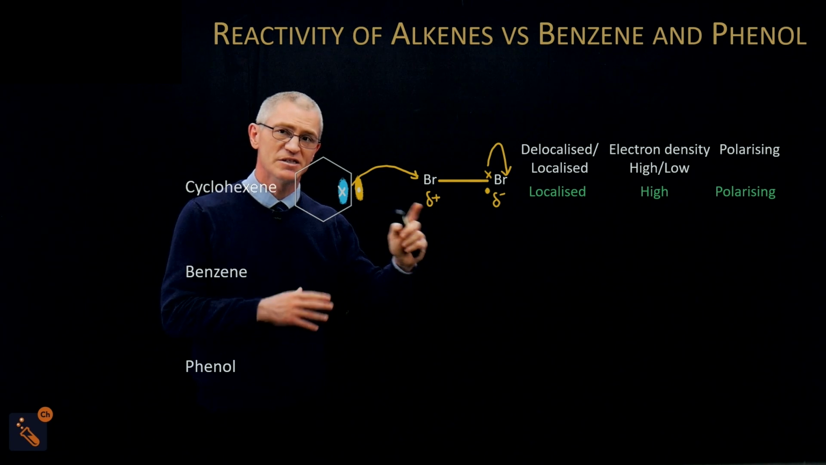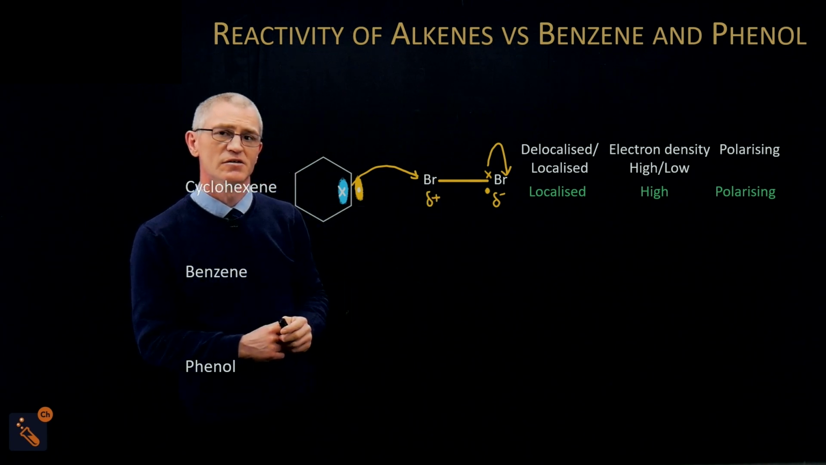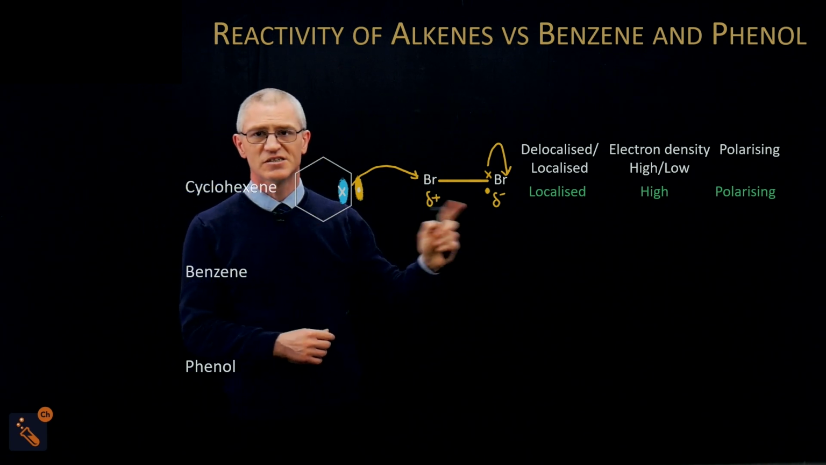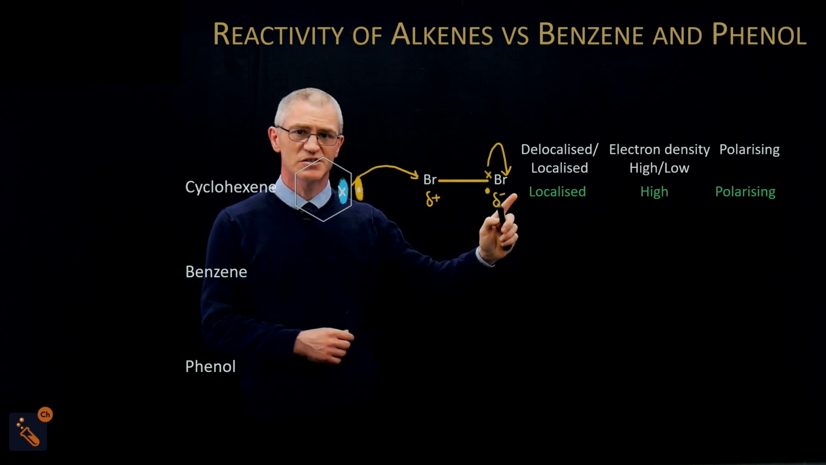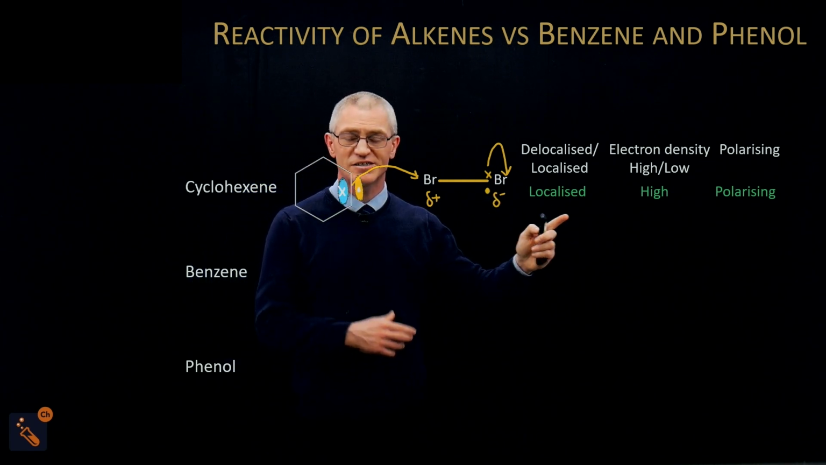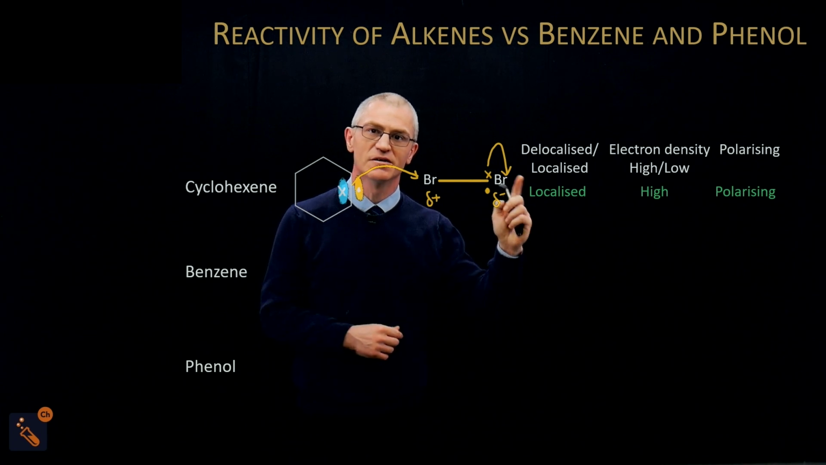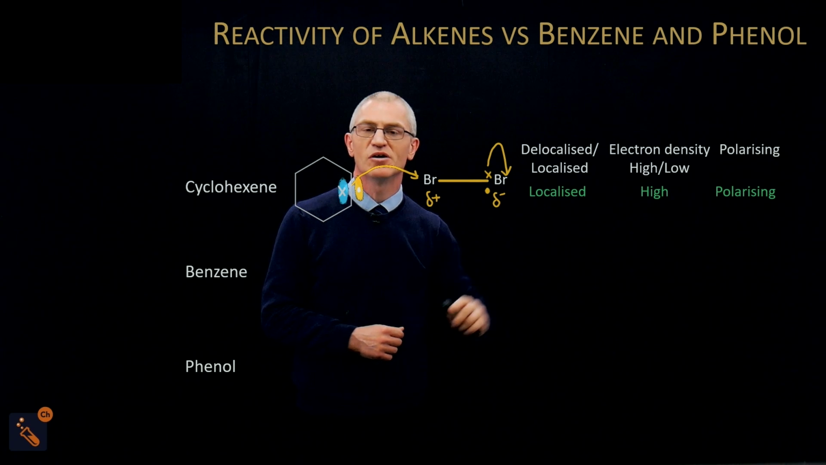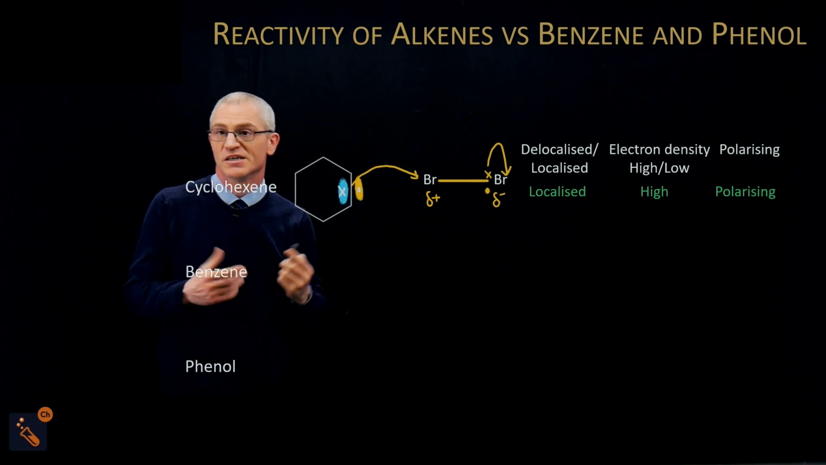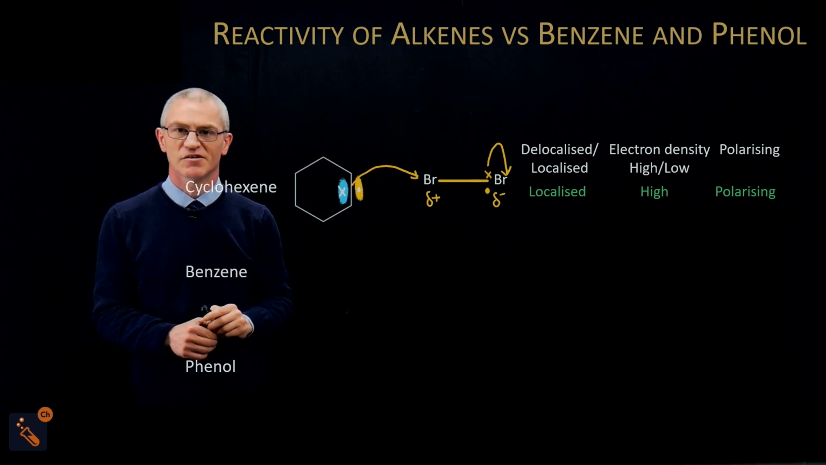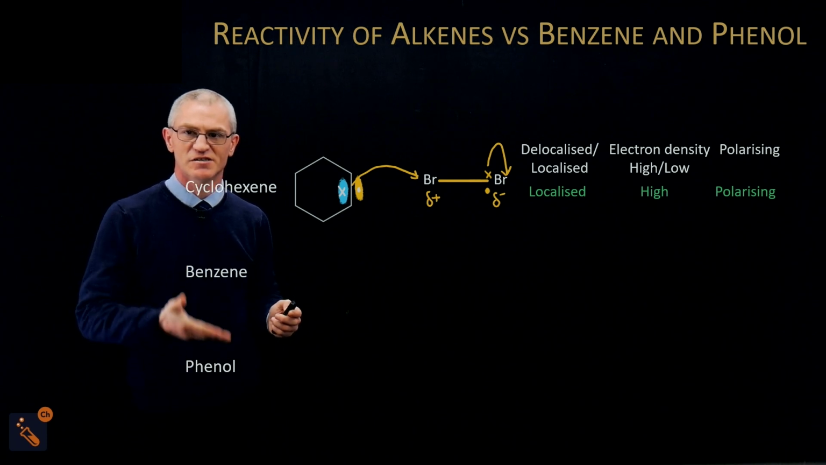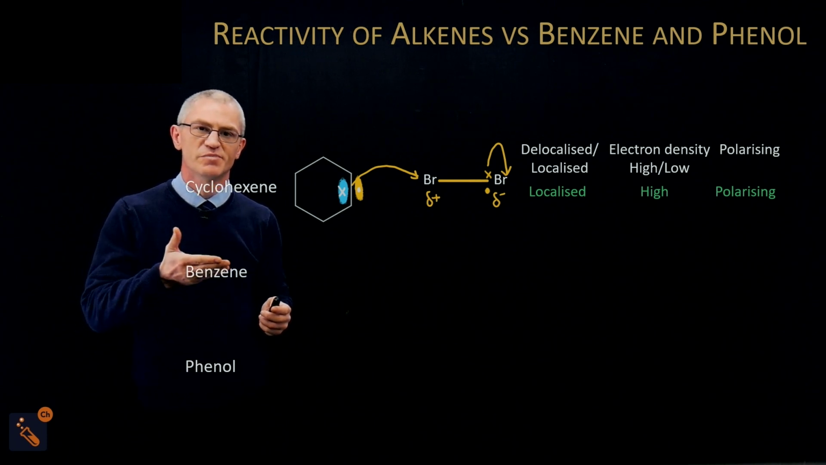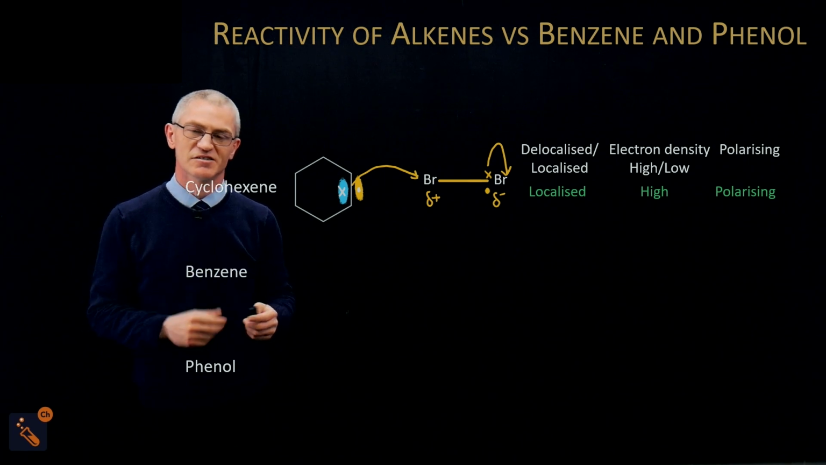So if you're in the exam, and this is an exam-style question, very, very common, you need to be good at it, okay? So just mention in the question, in cyclohexene or any other alkene for that matter, the electrons are localized, they're of a high electron density, and they're polarizing. And that will get you at least a couple of marks out of the question. Now the rest of the marks come from whether they compare phenol or benzene to cyclohexene or another alkene.